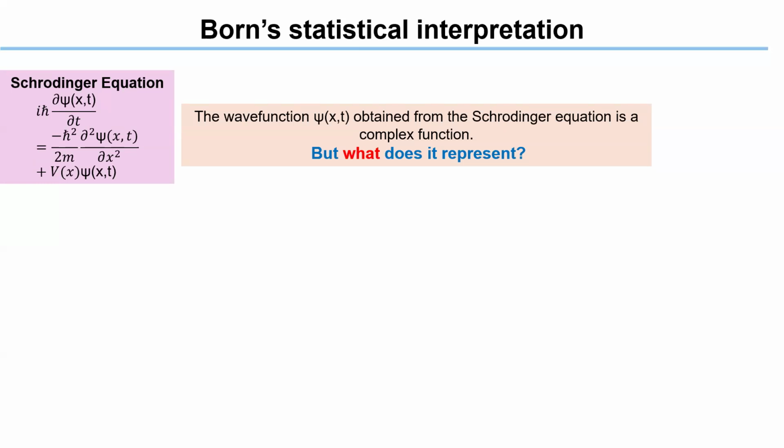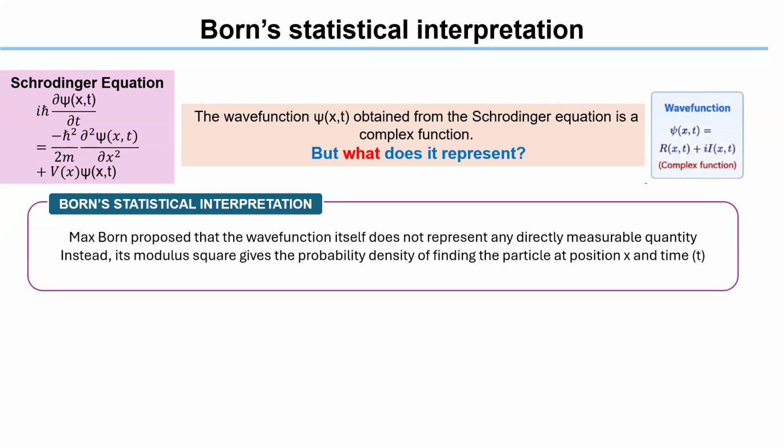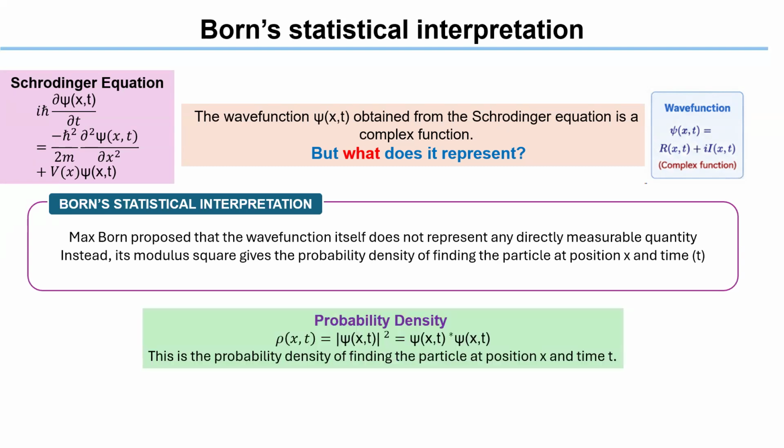That is what in this lecture we are going to understand thoroughly, and we'll see what is the physical significance of calculating this wave function from the Schrodinger wave equation, right? This particular interpretation was given by Born. That's why we call it the Born statistical interpretation. Max Born proposed that the wave function itself does not represent any directly measurable quantity. Instead, its modulus square gives the probability density of finding the particle at a position x and time t.